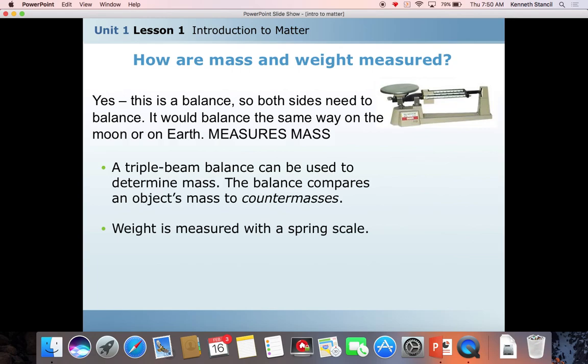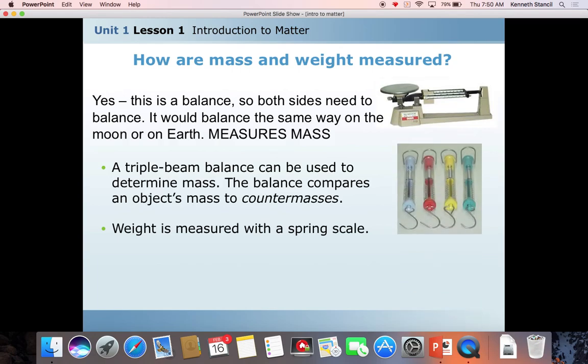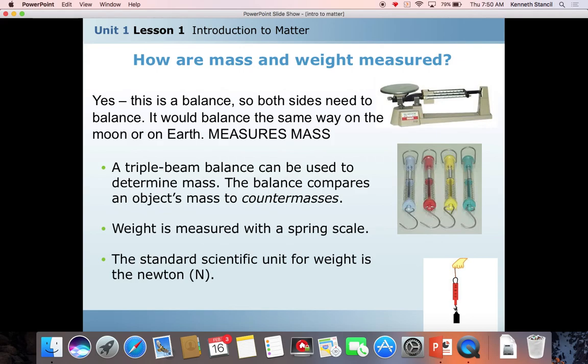Weight is measured with a spring scale. We used some of those, I know, last year in the 7th grade. The standard scientific unit for weight is the Newton. Again, most of this is 7th grade review.